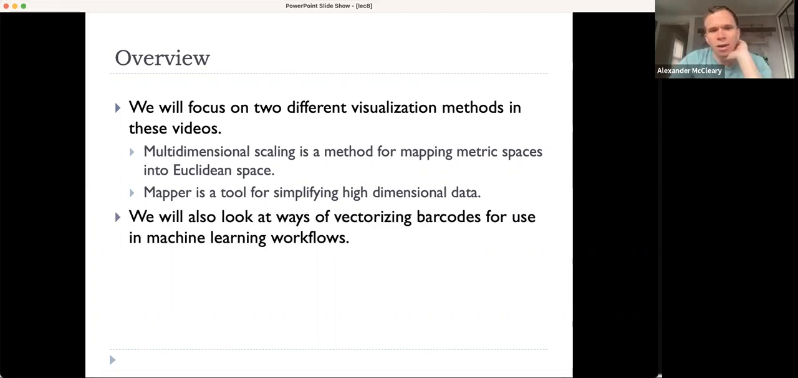And then we're also going to look at methods for vectorizing barcodes. And these are important for machine learning workflows. In machine learning applications, you typically want vectors in Euclidean space for most existing algorithms. And unfortunately, persistence diagrams cannot be embedded isometrically in Euclidean space. So we'll look at a few ways of sort of forcing that embedding.